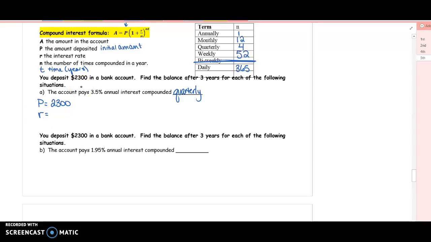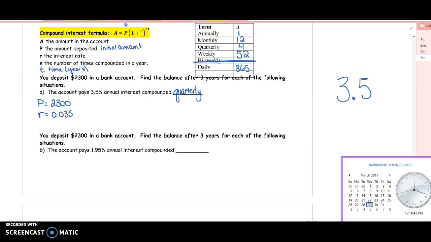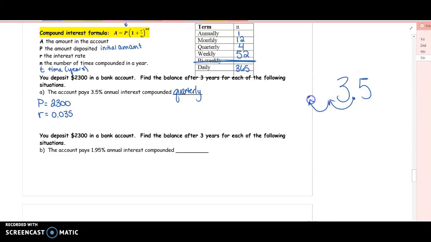How do we write 3.5% as a decimal? 0.035. Single-digit percents must have 0.0. If you need a little helper guide over here, here's 3.5%. You move the decimal 2 places to the left and get 0.035. Or take your percent divided by 100, and that will give you the decimal every time. The N value, the number of times that we're compounding, is quarterly. That means N is going to be 4. And our time is 3 years.